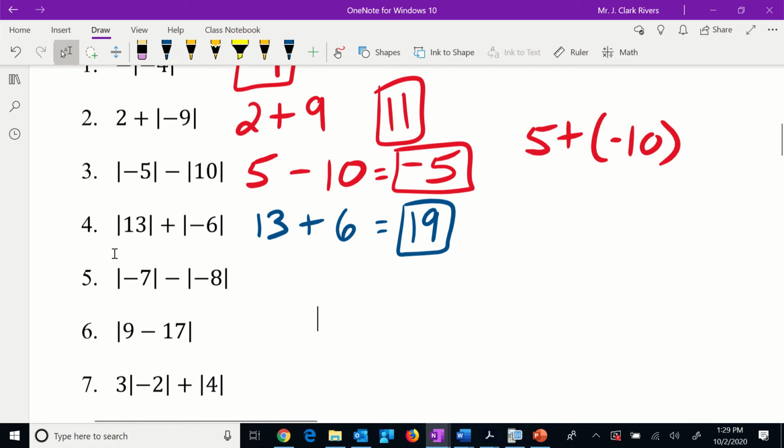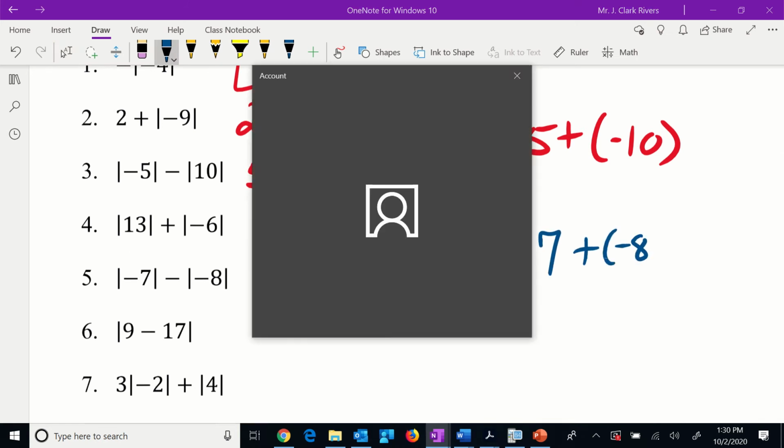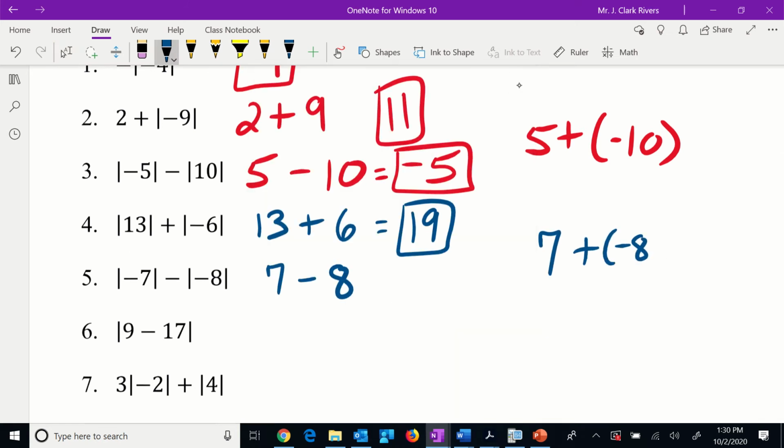What's the absolute value of -7? 7 minus, what's the absolute value of -8? 8. Okay, 7 minus 8, this is like 7 plus -8. Which number is further from 0, 7 or -8? -8 is further from 0, so we know this has to be negative. How far apart is 7 and 8? They're 1 unit apart, so -1 is what we get for 7 minus 8.